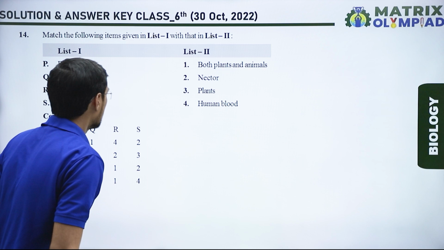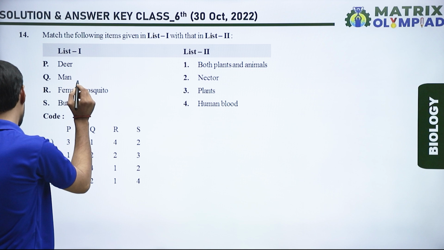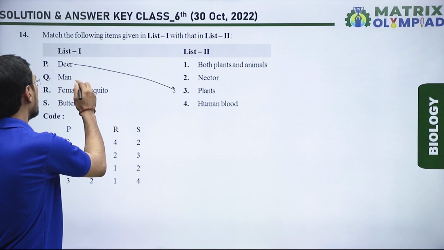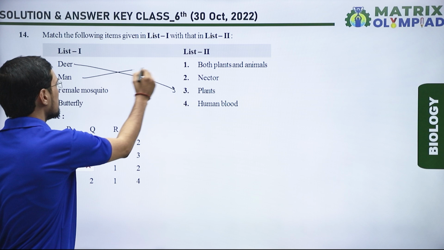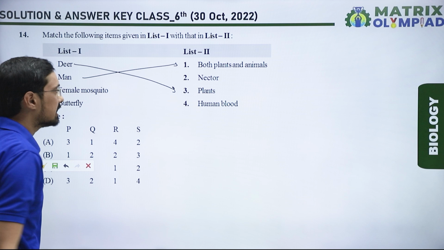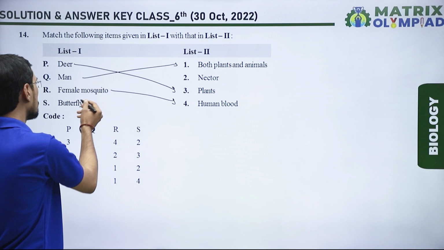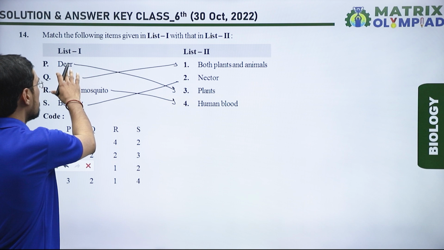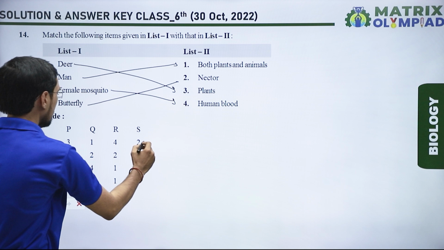First, as we all know that deer is a herbivorous animal which eats plants. So our first option will be P is matching with plants. Second, man. Man is an omnivorous animal. It eats both plants as well as animals. So Q is equal to first. Female mosquito is a carrier of malaria, so it is human blood. Next option is butterfly. Butterfly is an agent which carries the germs from one place to another place. It is nectar. So our options are P is equal to 3.